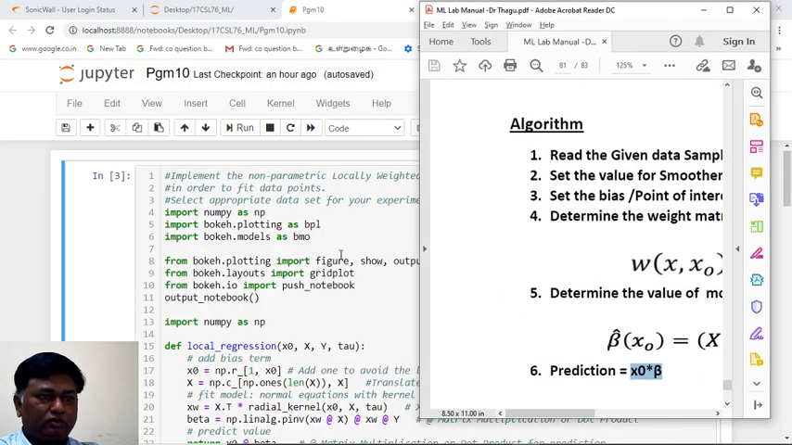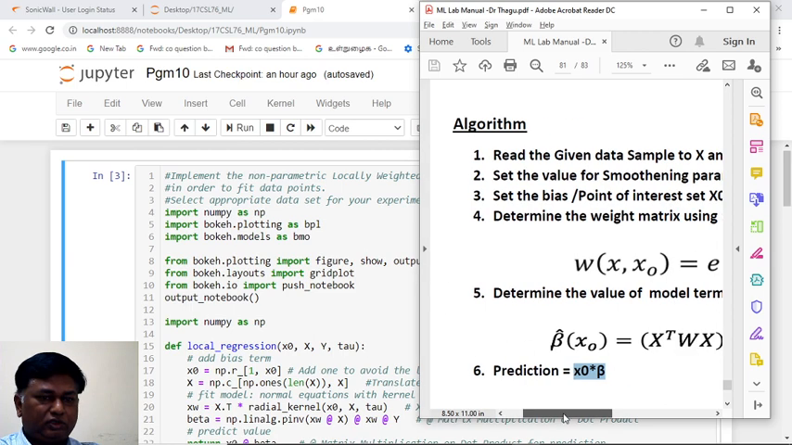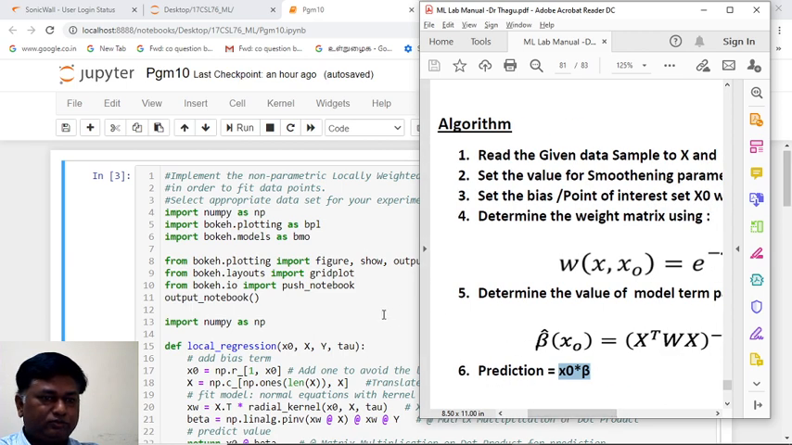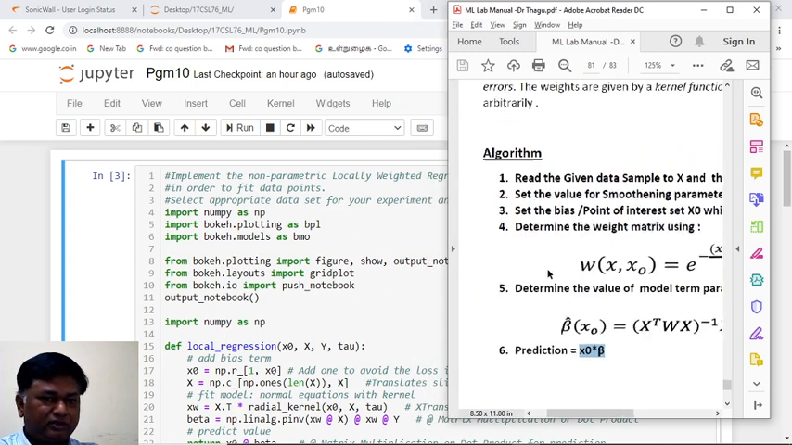Now we will go to our Jupyter notebook. Here is the Jupyter notebook. Okay, so here you can see the Jupyter notebook. I will minimize the algorithm here.